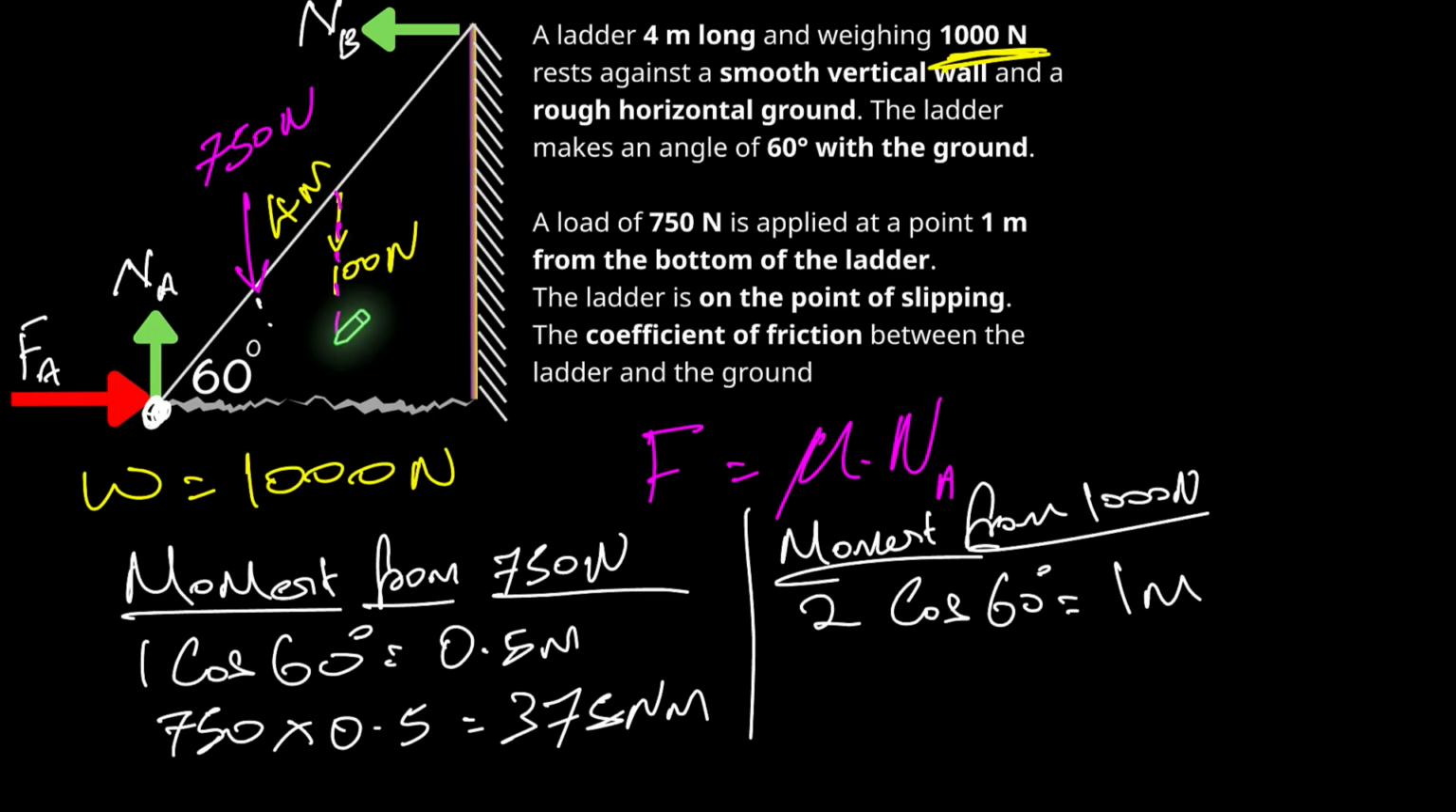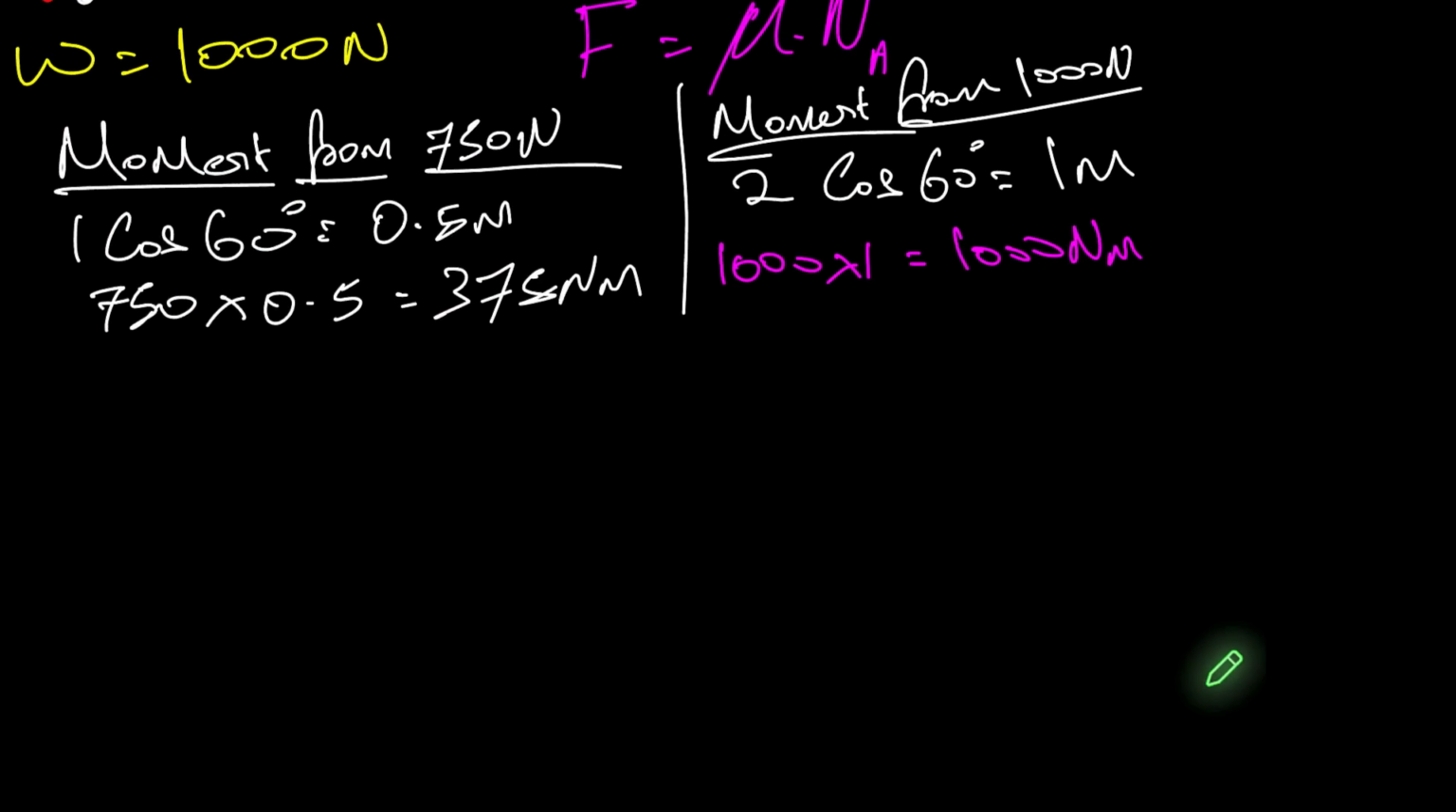So that force there, that's the 1000 newton. And we're multiplying it by that horizontal distance there, which is what we just calculated to be 1 meter. So when we do that now, it's 1000 multiplied by 1 for the moment, and this gives us 1000 Newton meters. Okay, so that should be enough.